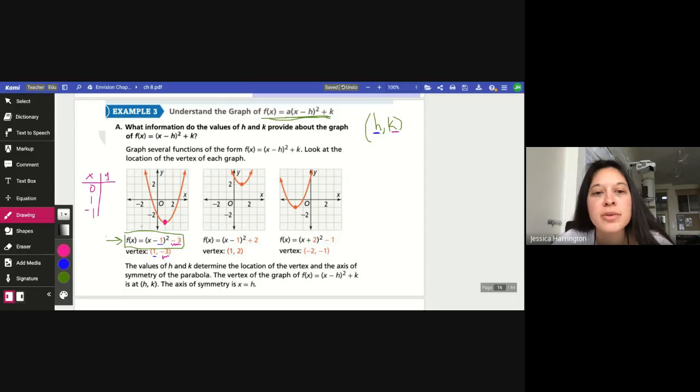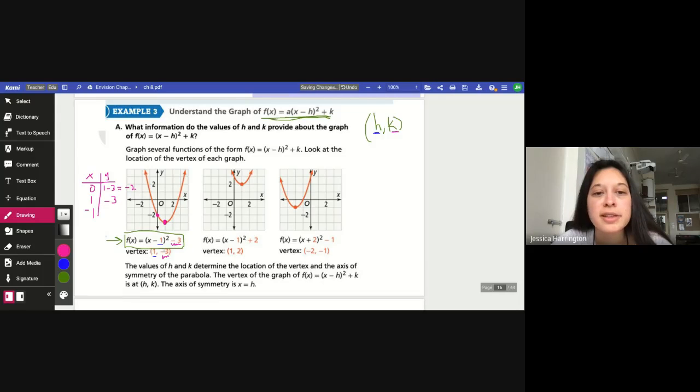So if x is 0, I'd have 0 minus 1 squared. Well, that's -1 squared. That's 1. So then I have 1, and I still have to take away 3. So that's -2. So I know that another point on this graph is 0, -2, right here. Now if I plug in +1 for x, 1 minus 1, well that's 0. 0 squared is 0. 0 take away 3 is -3. So my other point is 1, -3.